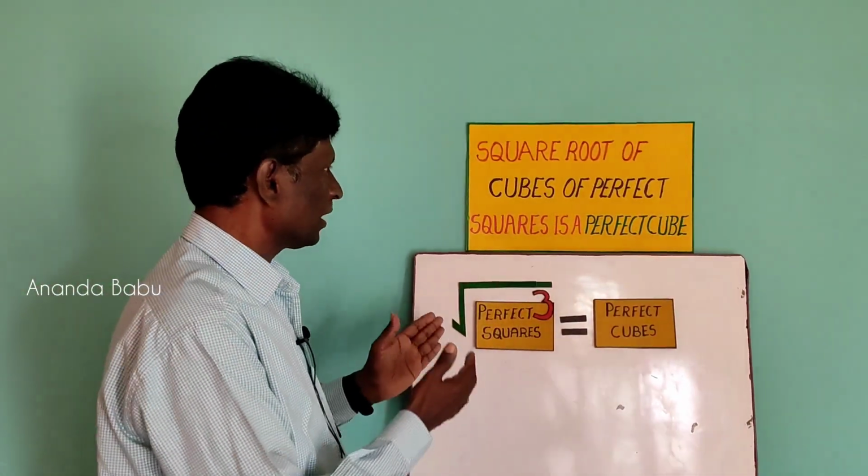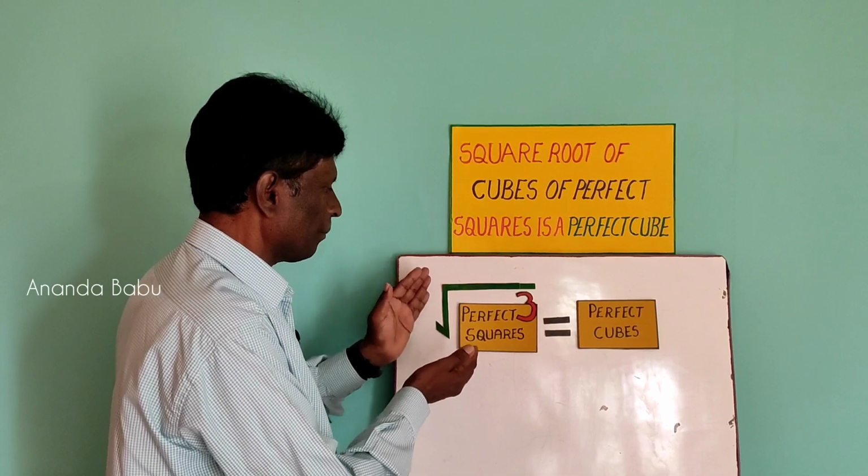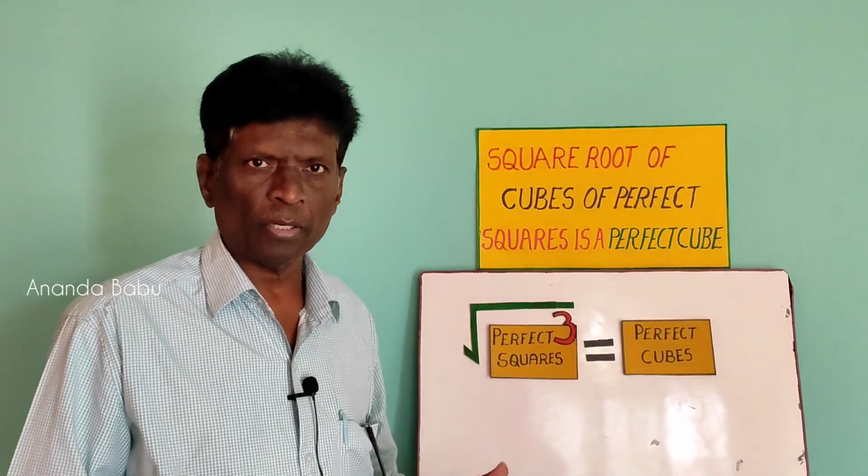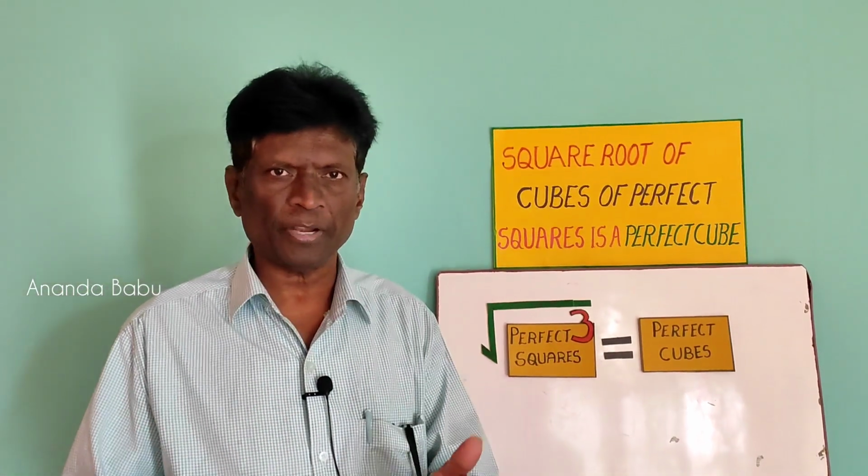So, we can give the relationship between perfect squares and perfect cubes. Law is applicable to all perfect squares and perfect cubes.